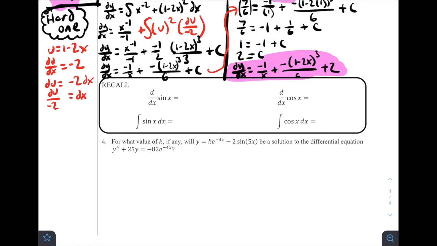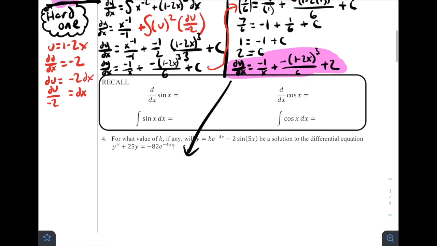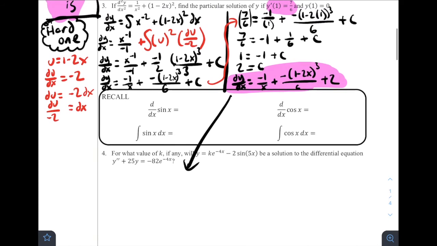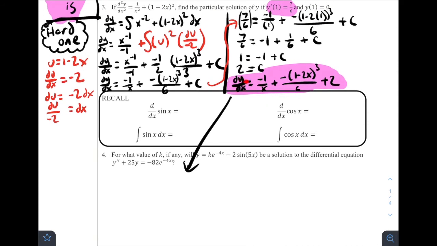But continuing this work, we know that if we've got dy dx, and we want to find y, we need to take the antiderivative. And so what we can say is that y is going to equal the integral of negative 1 over x plus negative 1 minus 2x quantity cubed over 6 plus our 2 dx.